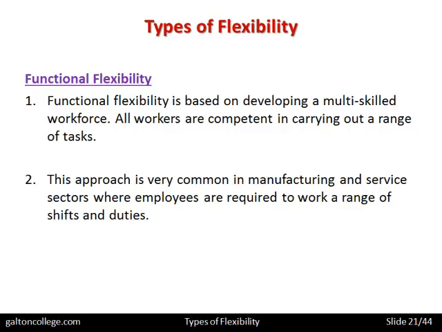This approach is very common in manufacturing and the service sectors, where employees are required to work a range of shifts and duties. It's often the case, for example, people working in restaurants can lay the table, but they can also work the till. They can also serve drinks in the bar. They can even perhaps cook simple dishes. The chefs in some restaurants can cook a variety of dishes, not just one dish, but a whole variety. And there is increasing flexibility in the use of the labour force.